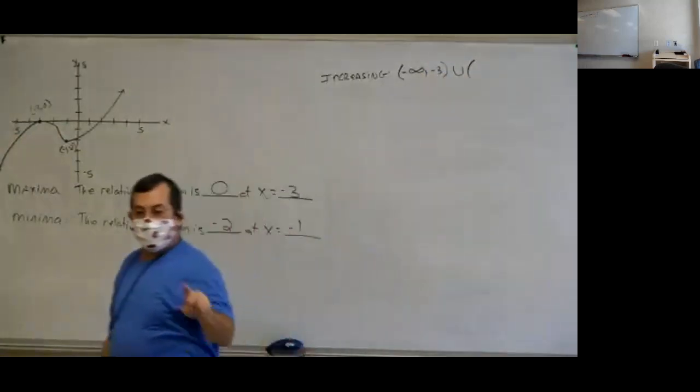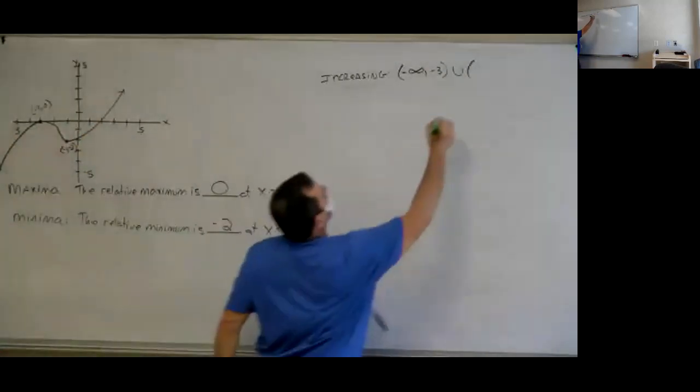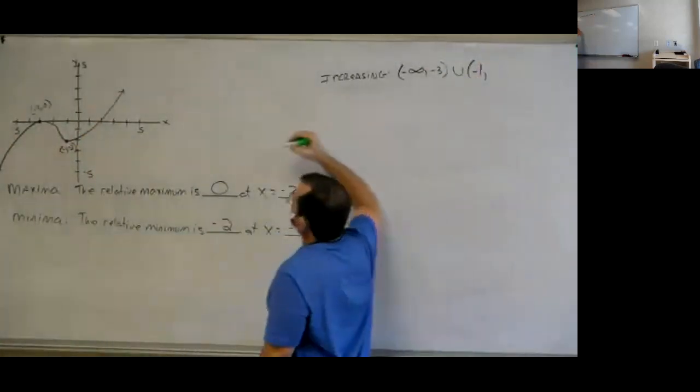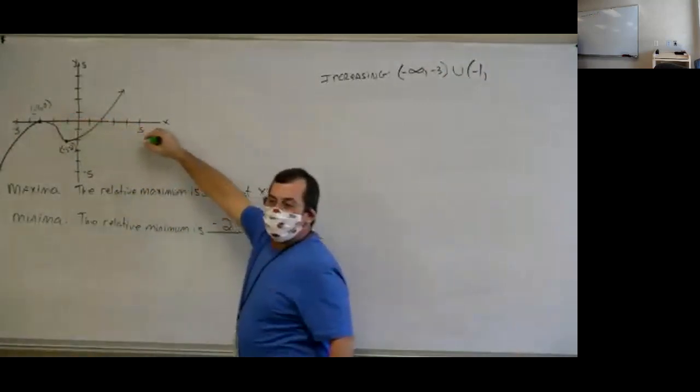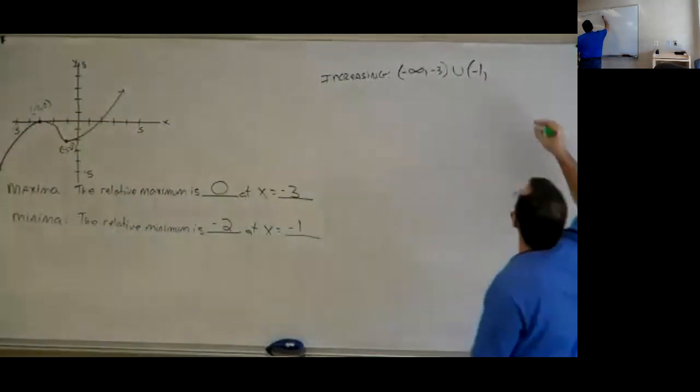Then you're going to union that because you got another part where it's increasing. It's increasing on this last section of my graph, starting with this x value. And that x value is -1. And as you cruise out these x's towards infinity, it's still increasing.